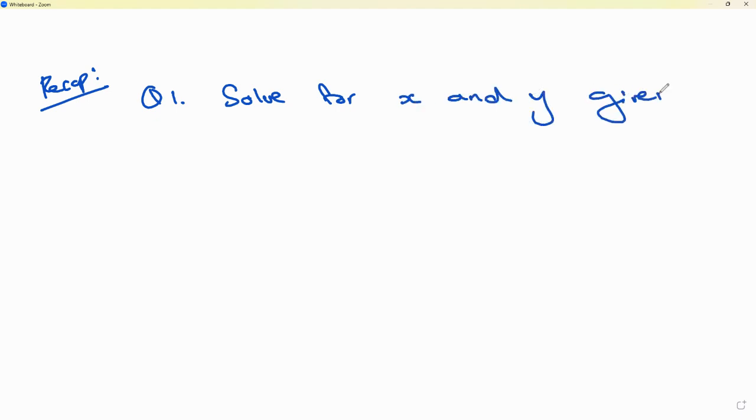All right, let's do a quick recap of a bit of quadratics. All right, question one. I want you to solve for x and y given 3x squared minus 9 is equal to y, and equation number two, y equals negative 3x plus 5.